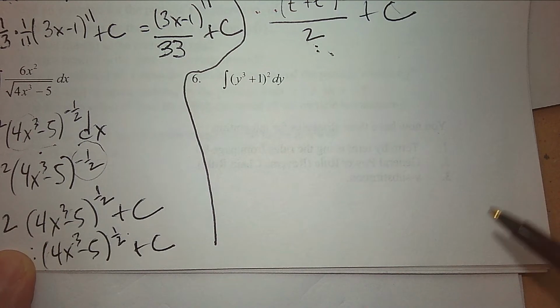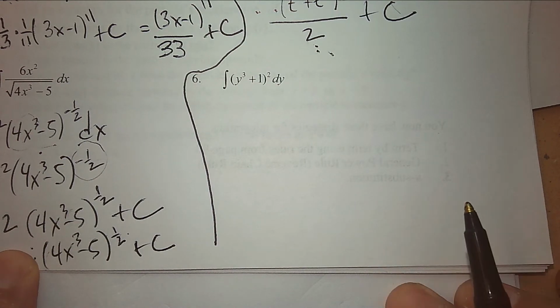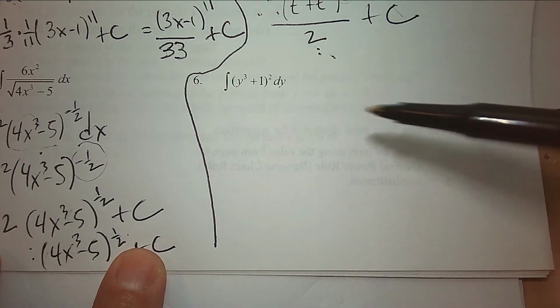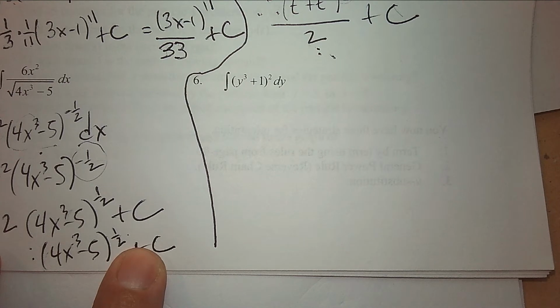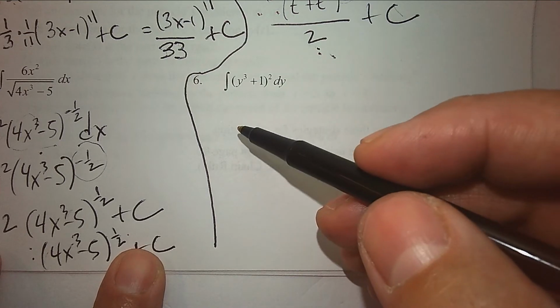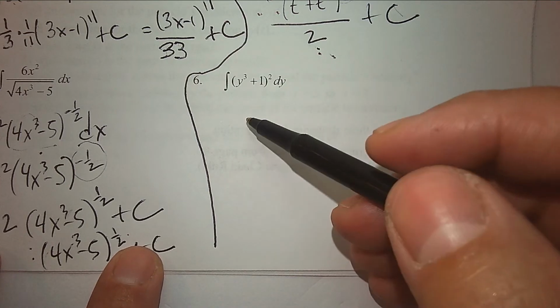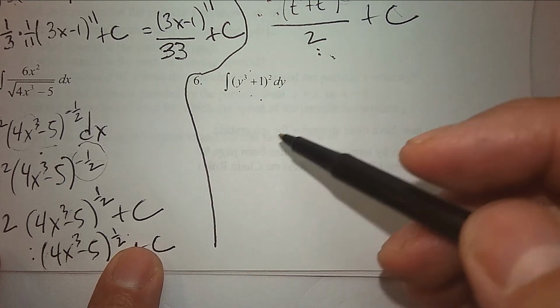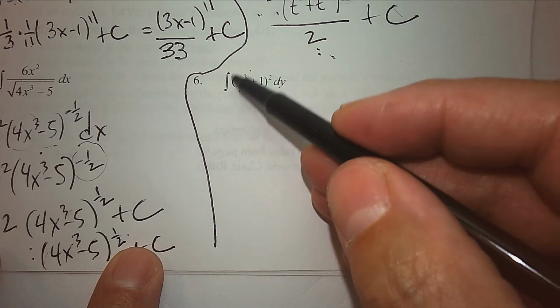Number 6. Do you know what u is? U is y cubed plus 1. Do you know what u is compared to u prime? U is the base. What is u? Y cubed plus 1. What's u prime? 3y squared. What's in front?